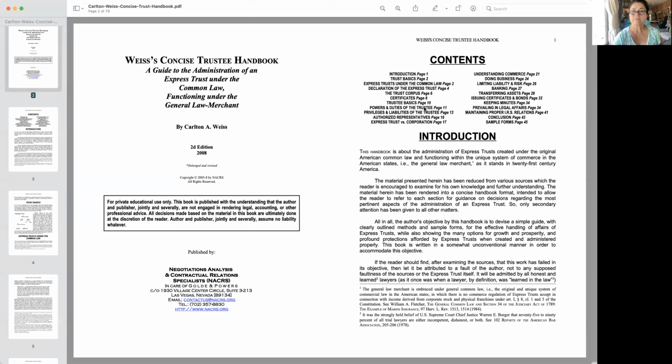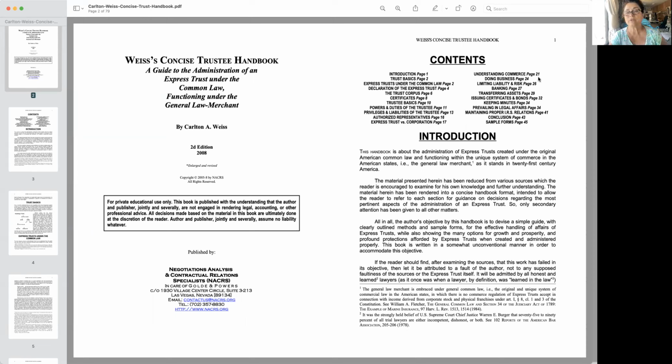Okay, so it says over here, page 1, contents. Here's the introduction. Page 1, trust basics. Page 2, express trust under the common law. Page 2, declaration of express trust. Page 4, the trust corpus. Page 6, certificates. Page 8, trustee basics. Page 10, powers and duties of the trustee. Page 11, privileges and liabilities of the trustee. Page 13, authorized representatives. Page 16, express trust versus corporation. Page 17.